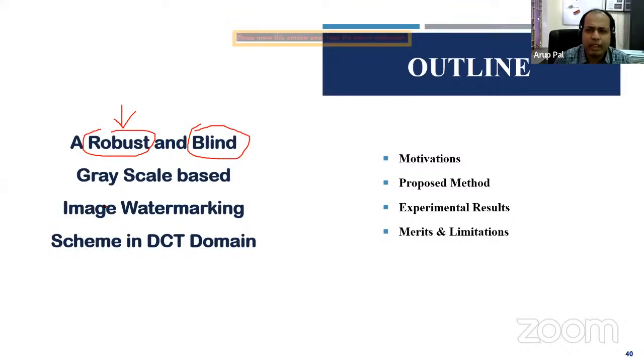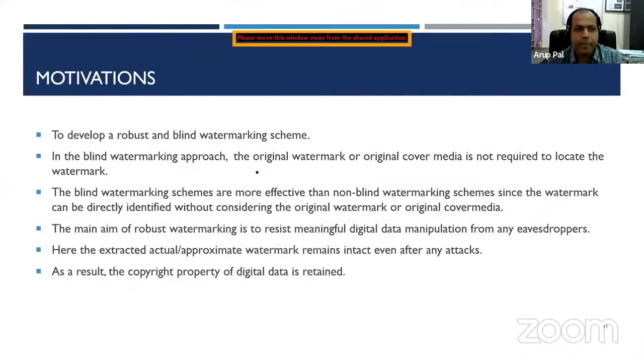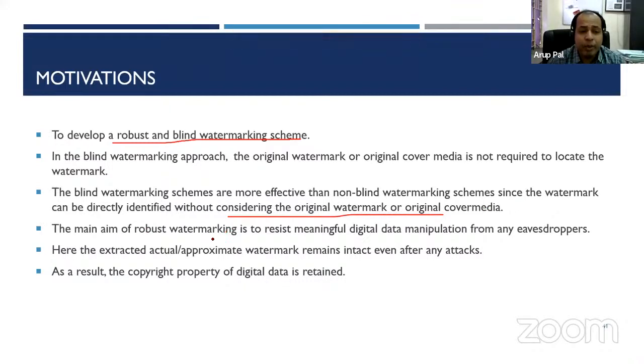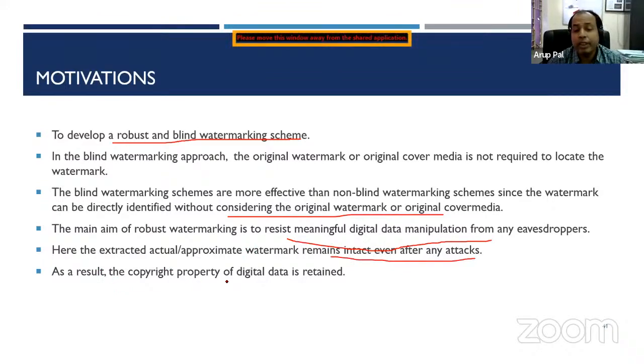So here we discuss how I can design a robust and blind watermarking scheme. What is the motivation to develop one? In the blind watermarking approach, the original watermark and original cover media are not required. Blind watermarking schemes are more effective than non-blind schemes, since the watermark can be identified directly without considering the original watermark. The main aim of robust watermarking is to prevent meaningful digital data manipulation by any evildoers. Here, the extracted watermark remains intact even after any attacks. As a result, the copyright property of the digital data is retained in this process.